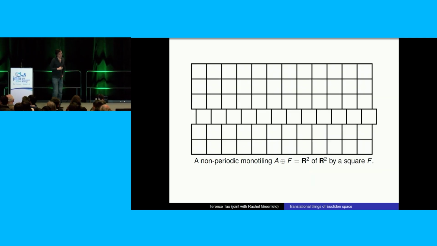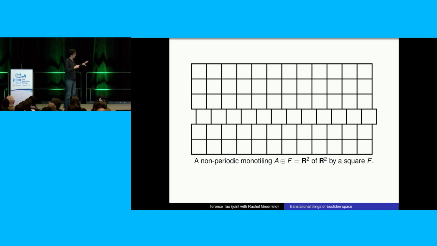Okay. Here's an example of a non-periodic tiling. If you take a unit square, F, you can tile R2 periodically with F. You just shift your unit square by the standard lattice Z2, and that gives you your standard graph paper tiling of R2. But this tiling is not rigid.